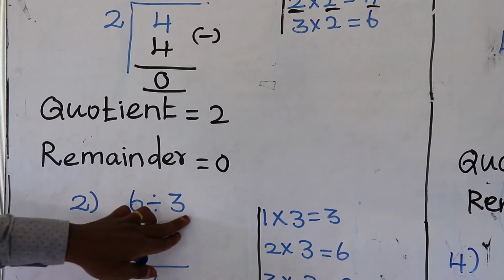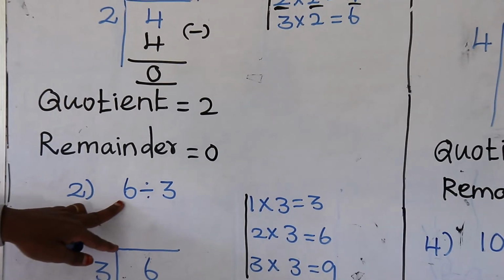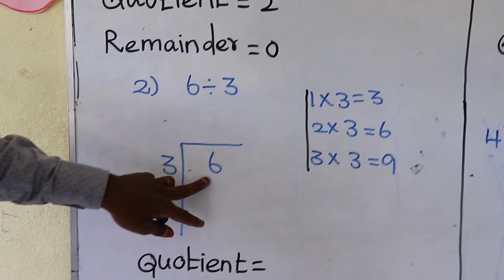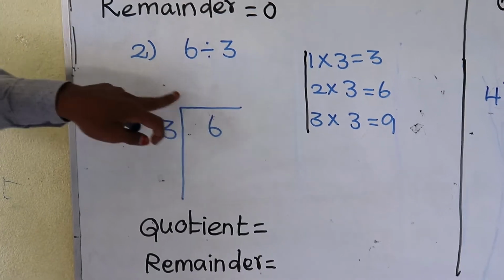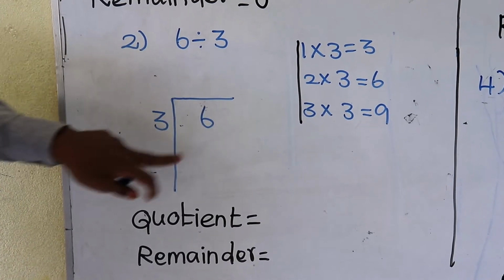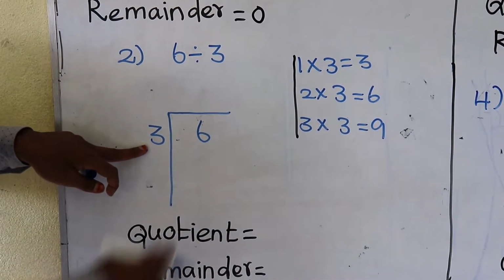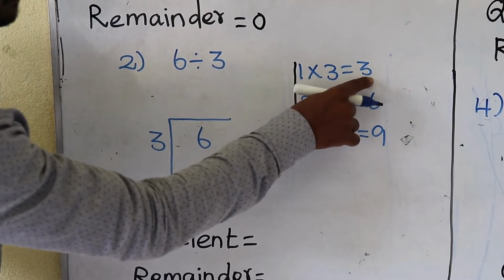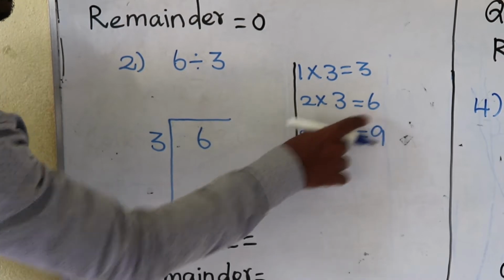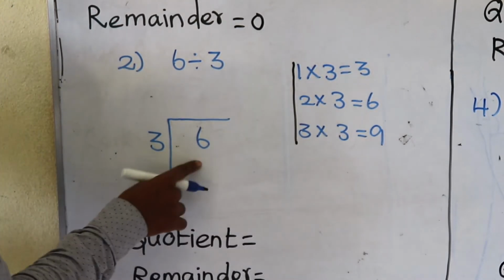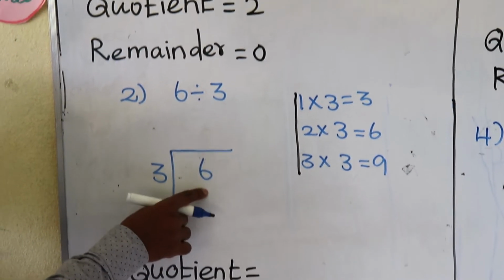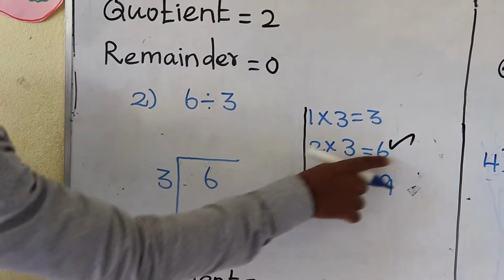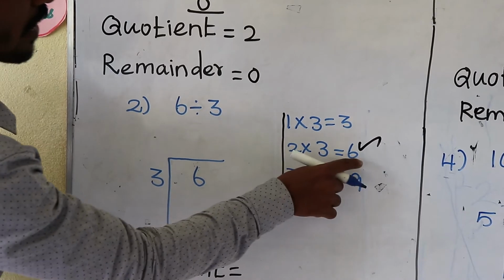6 divide 3. 6 is the divided value, 3 is the divisor. So first write like this, 6 divide 3. Look at the table, the third table. 1 3 is 3, 2 3's are 6, 3 3's are 9. But here the divided value is 6. Where is 6? This is 6. So this one is possible. So 2 3's are 6.